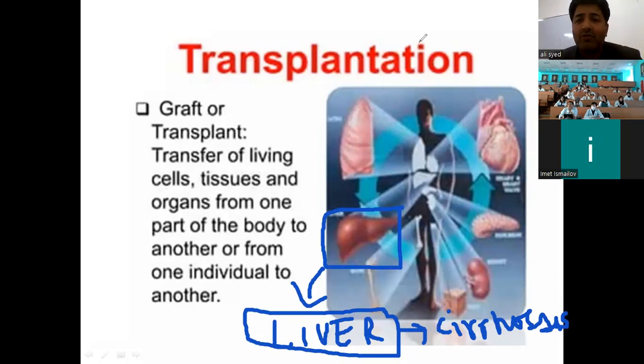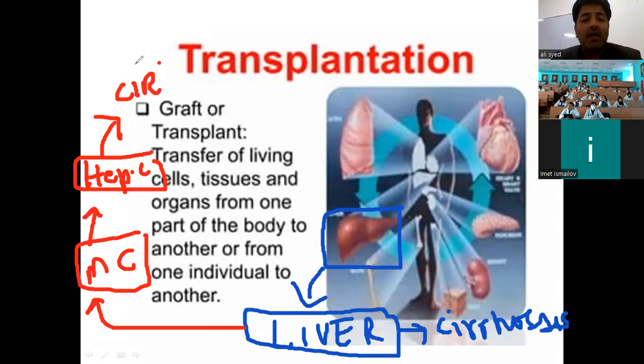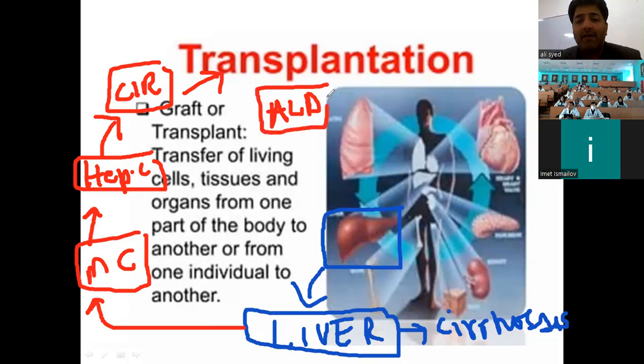For example, if anyone asks you what is the most common indication for liver transplantation, in which patient is it done? It is done in patients having hepatitis C. If the patient has hepatitis C and, due to that, the liver is damaged and results in cirrhosis of the liver, you must go for transplantation in this patient. The second most common cause for liver transplantation in adults is alcoholic liver disease.